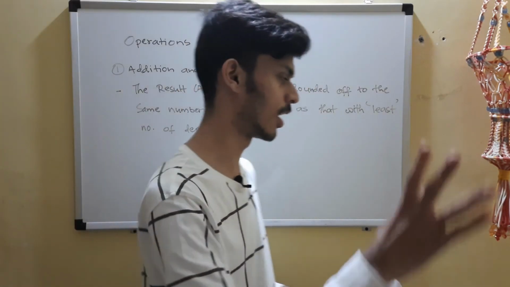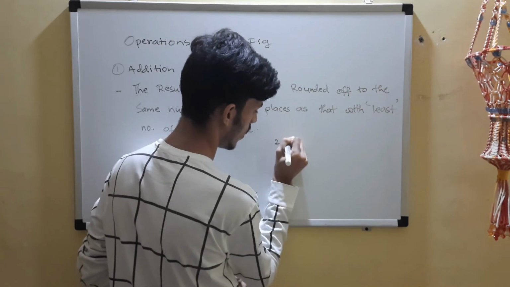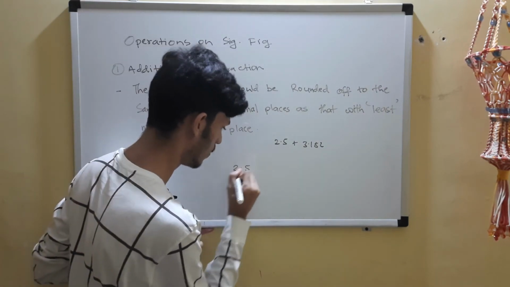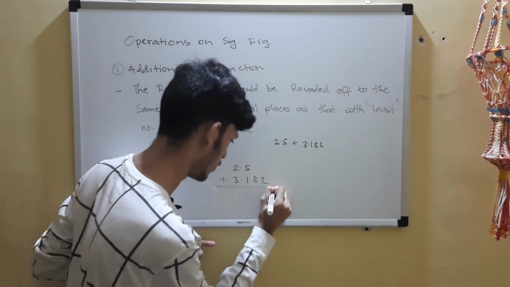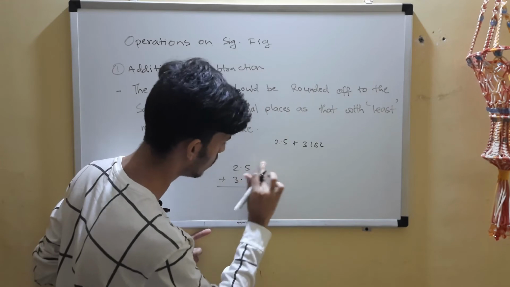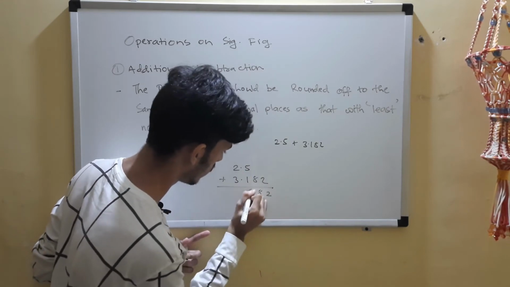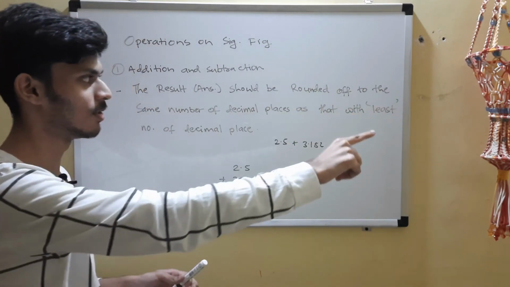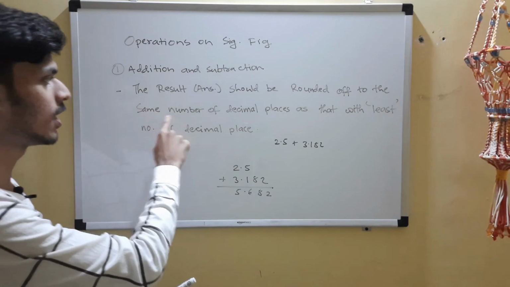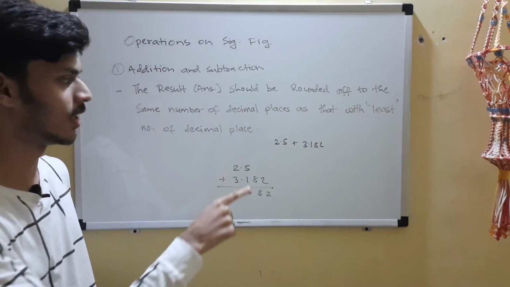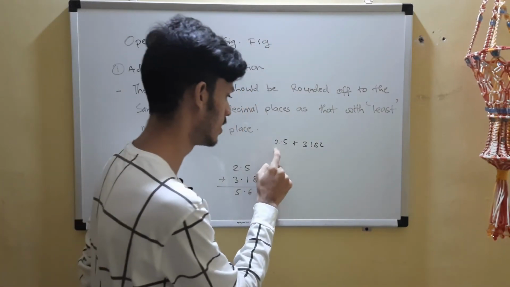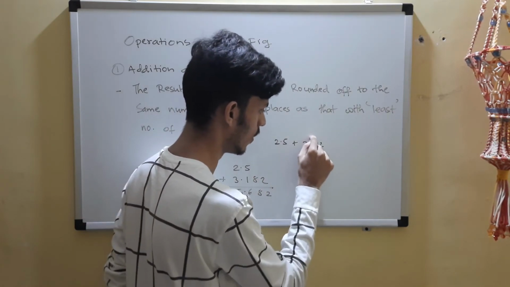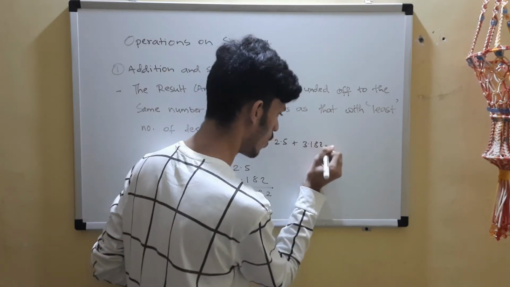I'll give you an example now. Let's say 2.5 plus 3.182. First you add them. So this is the answer that we get, but we have to follow this rule. The answer should be rounded off to the same number of decimal places as that with the least number of decimal places. Among these, which has the least? This one, 2.5. How many are there? Just one decimal place, right? This has three: 1, 2, 3, in 182.